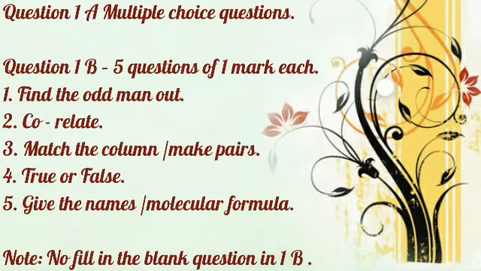Question number 1B consists of different subtypes. First one, odd man out. In that you have to do critical thinking and find out the perfect odd one. Next one, correlate. It will be based on your scientific concept only. So if you have understood properly, you can do the correct correlation and write the answers.